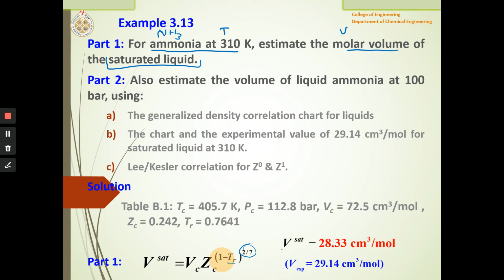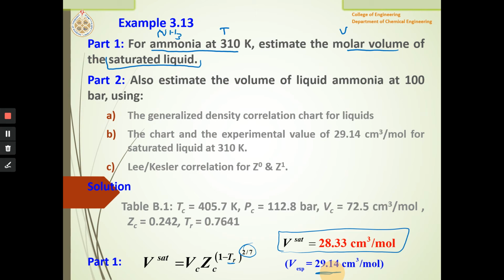Of course the saturated value, I got it as 28.33 centimeter cube per mole. The experimental value was 29.14. So good enough, or maybe an accepted approximation, but that is based on the requirements in part 1. Easy. What do we have in part 2?